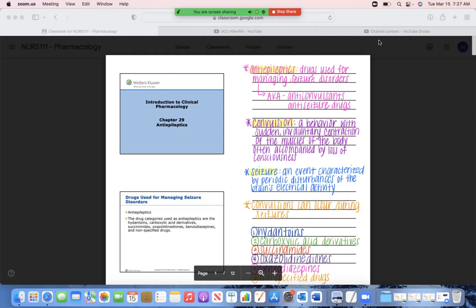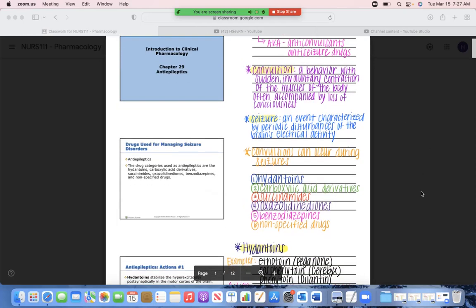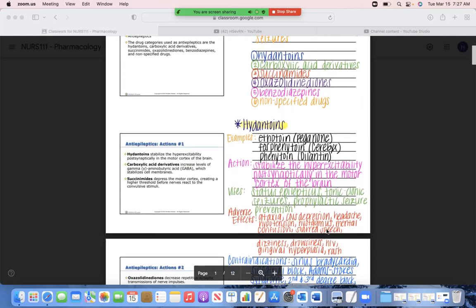We have many different drugs that we use to treat seizures. 6 specific categories: hydantoins, carboxylic acid derivatives, succinamides, oxazolidinediones. I cannot say that word for the life of me, and I've tried to pronounce it like 4 different times before this video, and I'm struggling. Benzodiazepines, which we've learned about before, and a group of non-specified seizure drugs that we're going to talk about. So let's start with that first category, hydantoins.